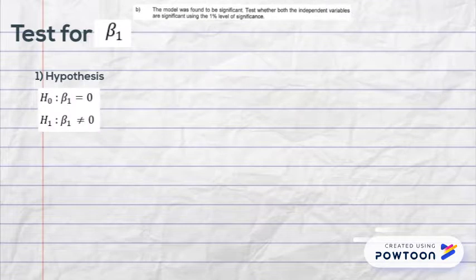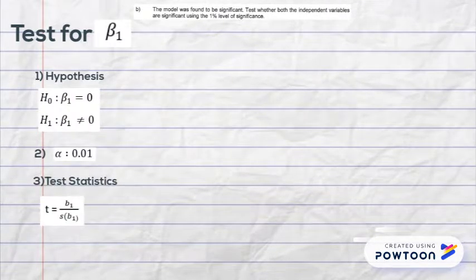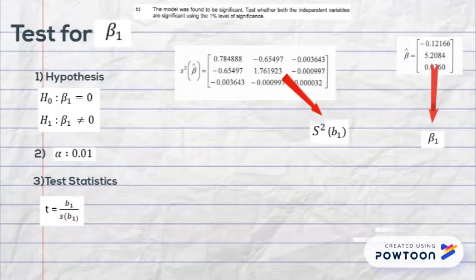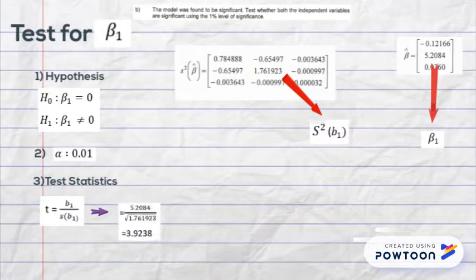So we need to test for B1 and B2. First, the test for B1 is as follows. For the value of B1, we can get it from the matrix of beta, and as B1 can be found in the matrix of S squared B, but we need to square root it. The value of T for the test statistic is 3.928.